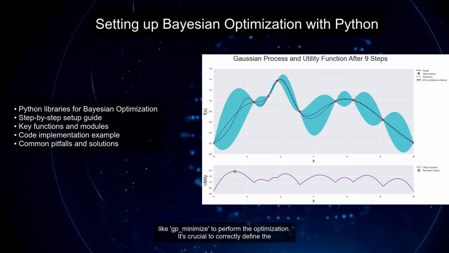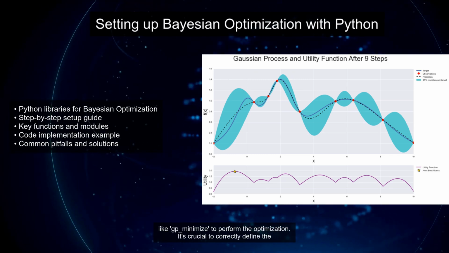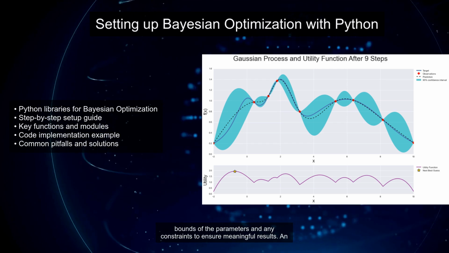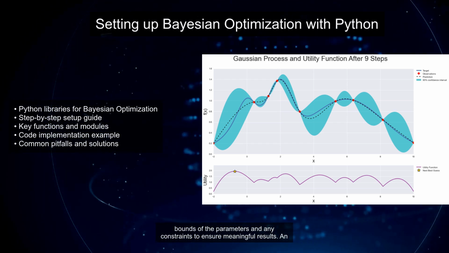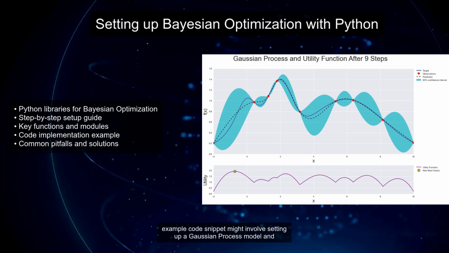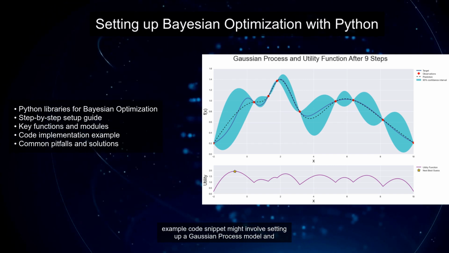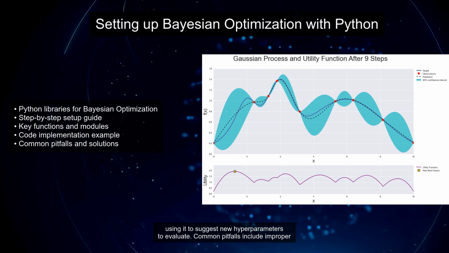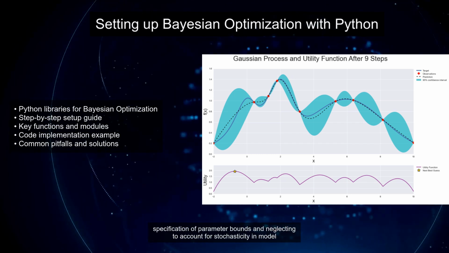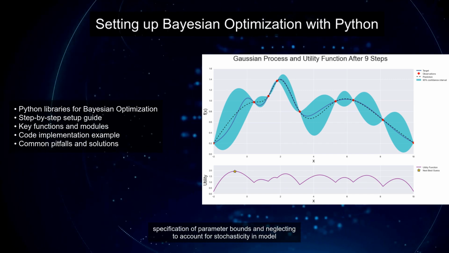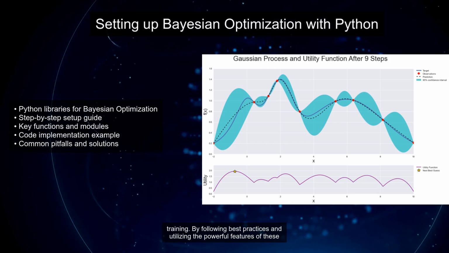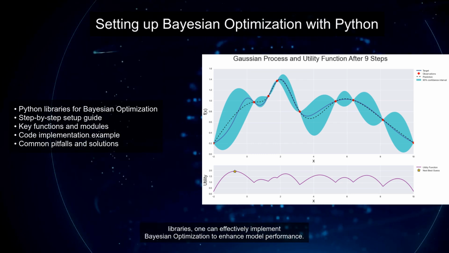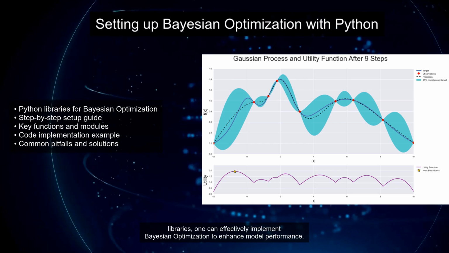Scikit-optimize, for example, provides a simple API with functions like gp_minimize to perform the optimization. It's crucial to correctly define the bounds of the parameters and any constraints to ensure meaningful results. An example code snippet might involve setting up a Gaussian process model and using it to suggest new hyperparameters to evaluate. Common pitfalls include improper specification of parameter bounds and neglecting to account for stochasticity in model training. By following best practices and utilizing the powerful features of these libraries, one can effectively implement Bayesian optimization to enhance model performance.